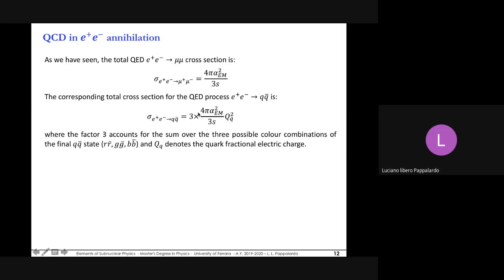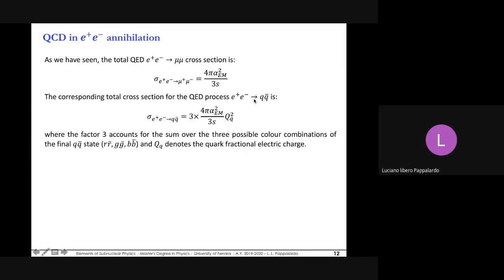So first of all, we have an additional factor of 3 here, and this accounts for the sum over all possible color combinations in the final state. So here you are producing a q q-bar pair, so this can be produced either as red anti-red, green anti-green, or blue anti-blue. And these are the only 3 possibilities because in the initial state we don't have quarks, so the color is 0, and so the total color must be 0 also in the final state. Okay, so you need to have a color and its anti-color.